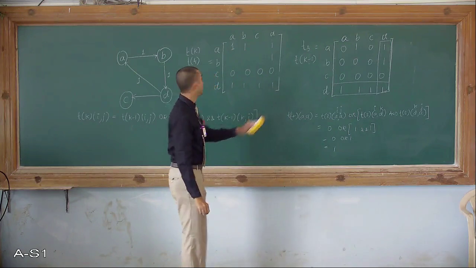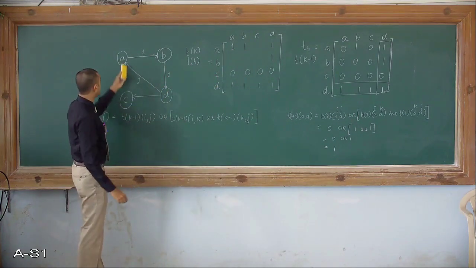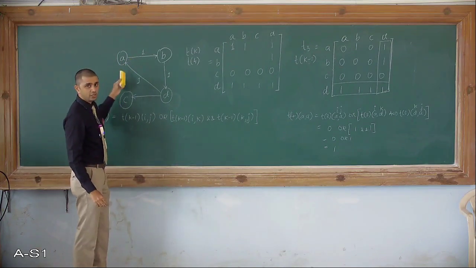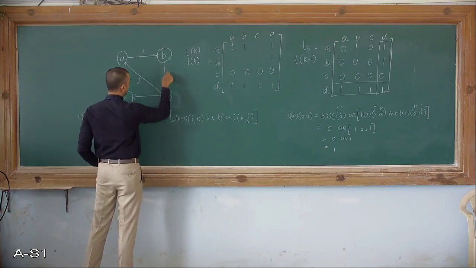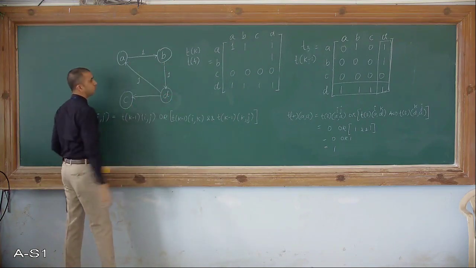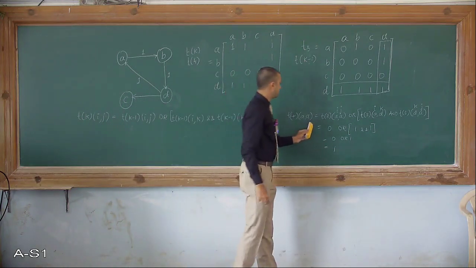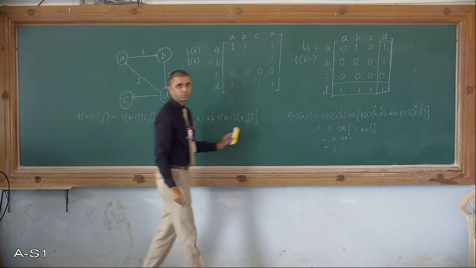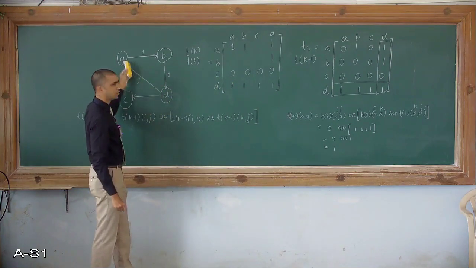Let's see if that is possible. Intermediate vertex is D. Can I start from A and reach A using an intermediate vertex D? Yes. A to B, then B to D, and then D to A. That is why this has turned out to be 1. Using intermediate vertex D, I can go from A to D and D to A.